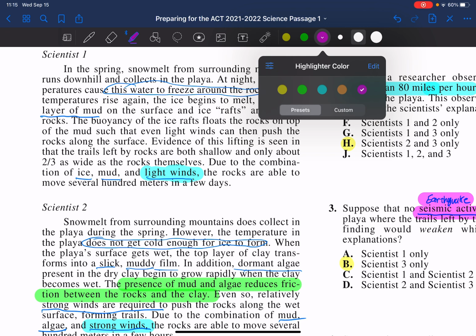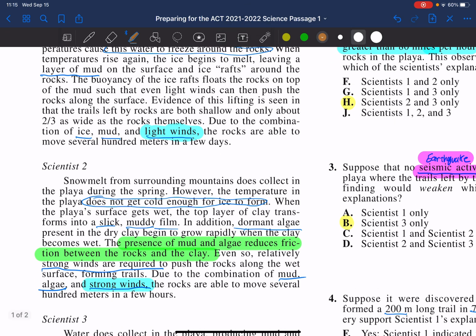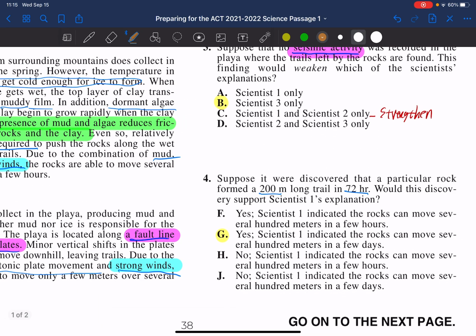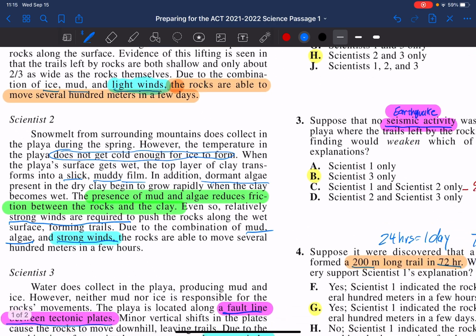And let's change color. And it says right here, the rocks are able to move several hundred meters in a few days. Well, right here, several hundred meters, that counts in a few days. And let's do this. 24 hours is 1 day. 48 hours is 2 days. 72 hours is 3 days. So that definitely fits the description that it says up here, in a few days.